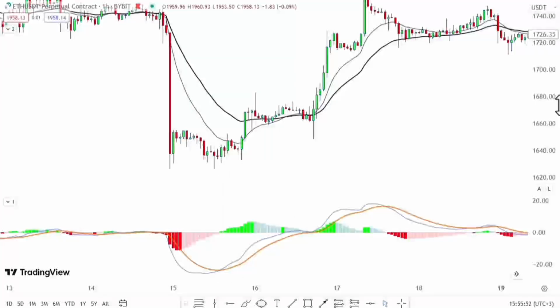Now let's talk about the different strategies that you can use with the MACD indicator. So first, a common mistake that traders make is that they're using the indicator by itself.